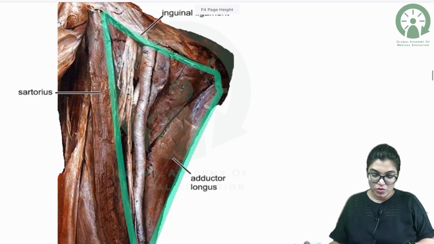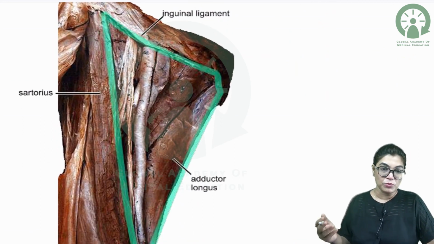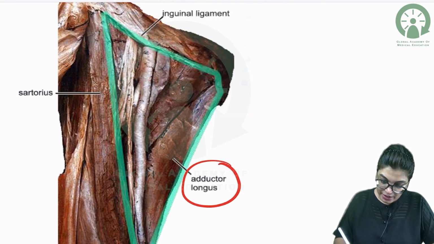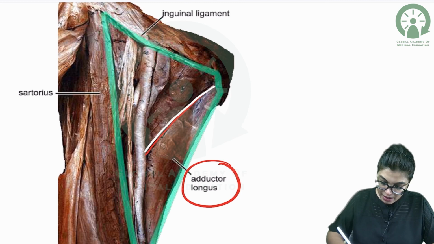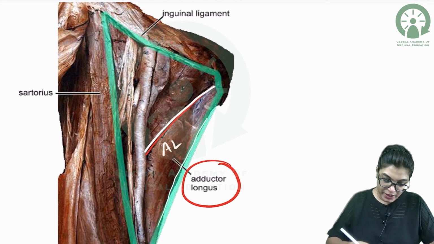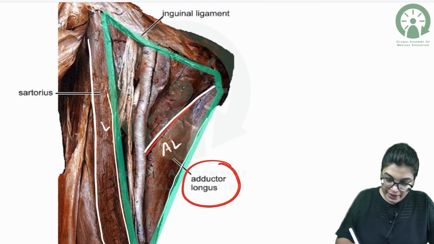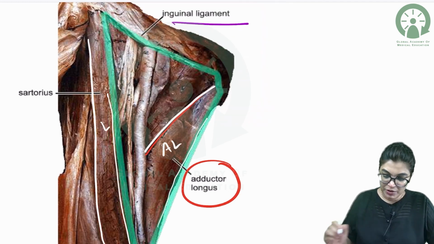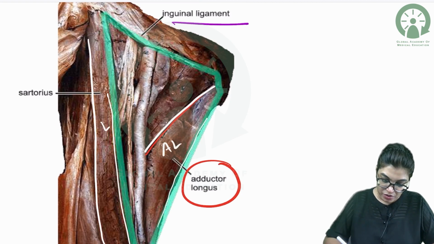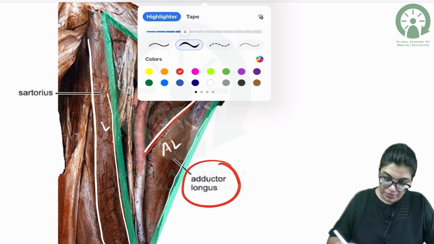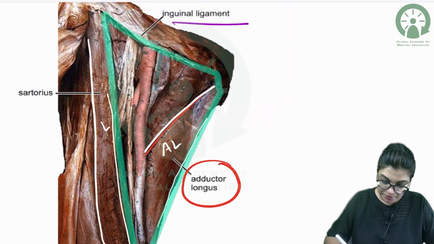Now, I want to show you a cadaveric image where you can appreciate the femoral triangle. Here you can see the adductor longus muscle very nicely. This is the adductor longus muscle forming the medial boundary, the sartorius muscle forming the lateral boundary, and above we have the inguinal ligament forming the base. The content shown inside: we can see the femoral artery, which I have highlighted in red color. Medial to it we can see the femoral vein, and lateral to it we can see the nerve.